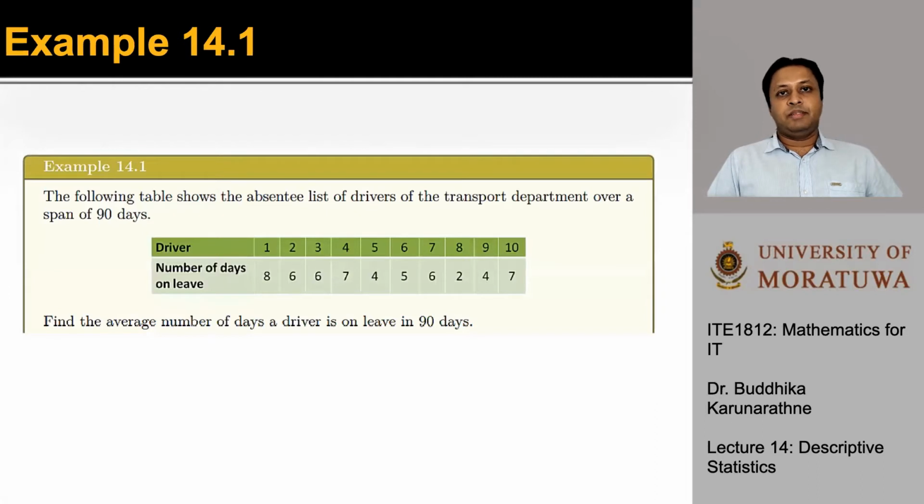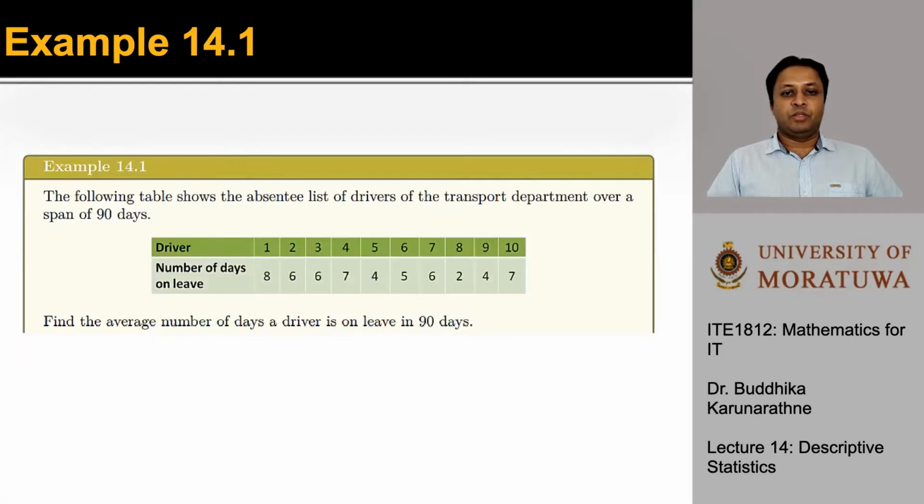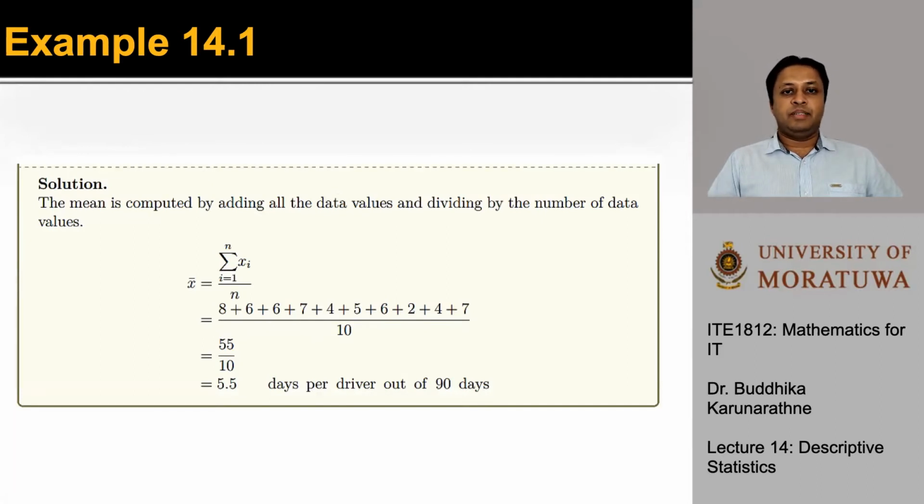Here we have a simple example. The following table shows the absentee list of drivers of the transport department over a span of 90 days. You have drivers from 1 to 10, and for each driver, you have the number of days he or she has been absent. You have to find the average number of days a driver is on leave in 90 days. You compute the mean by adding all the data values and dividing by the number of data values. You add up the number of days of leave for all the drivers, 8 plus 6 plus 6, 7, and so on, and divide that by the number of drivers. You get 55 over 10, so the average leaves per driver out of 90 days would be 5.5 days. That's a straightforward example.